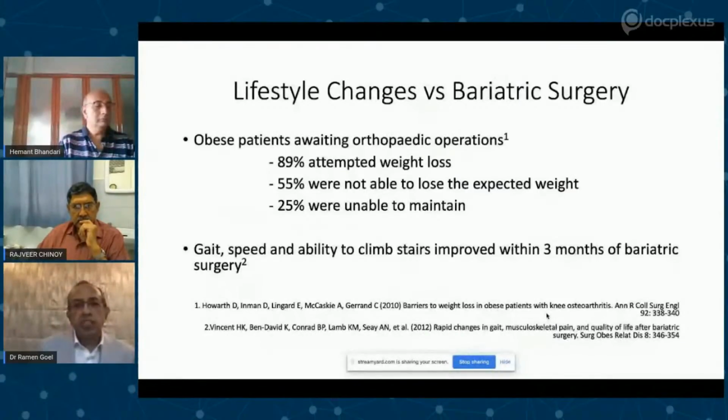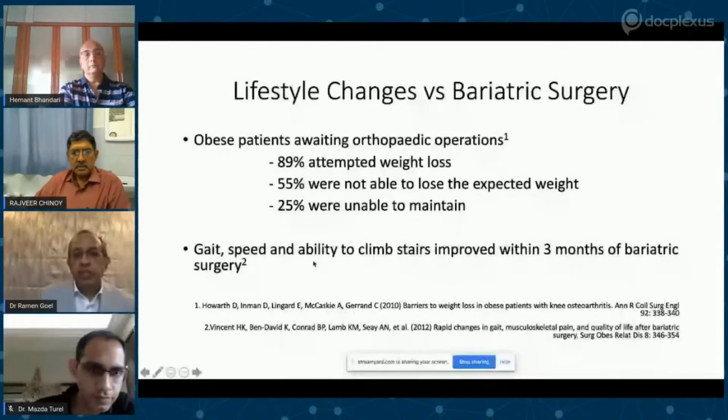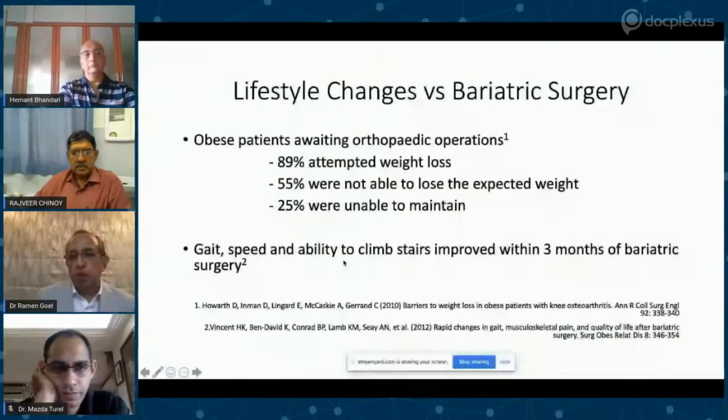There are studies to show this, in patients who are awaiting orthopedic operations. I'm going to talk only in relation to orthopedics today. 89% of them were told by the orthopedic surgeon to lose weight, 55% of them were not able to lose the expected weight, and 25% of those who lost weight were not able to maintain it. Those who had surgery, their gait, speed, and ability to climb steps, all improved within 3 months of surgery.